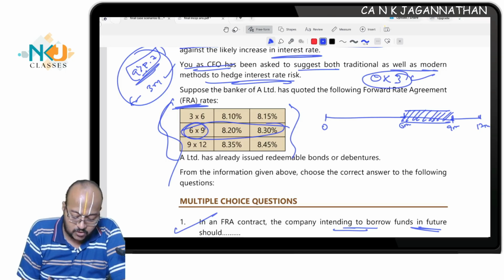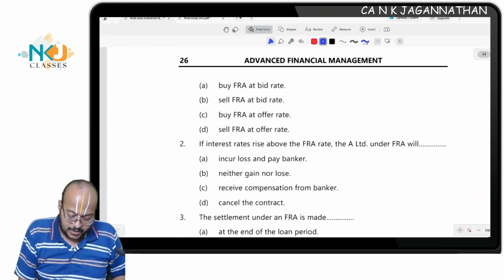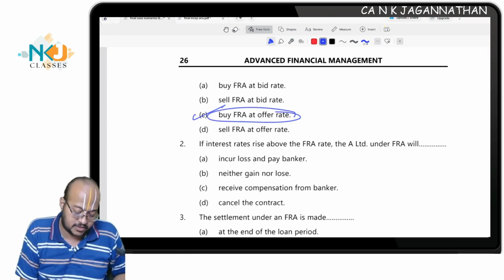So now here also, this is bid rate, this is offer rate. This is deposit rate and lending rate. Which rate you will take as a borrower? Which rate will I be considering? The offer rate. Are you all understanding? So yes, buy FRA at offer rate is the correct answer. Are you all understanding? Very good question.